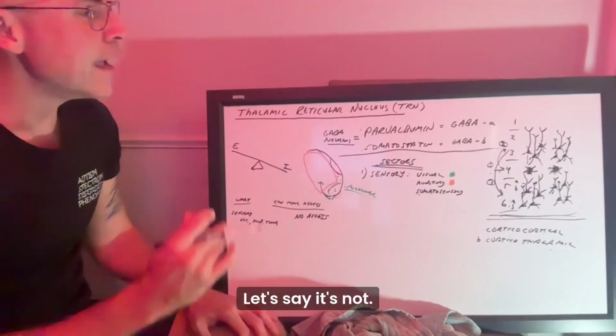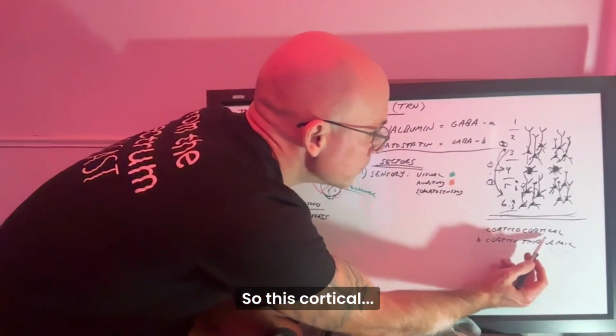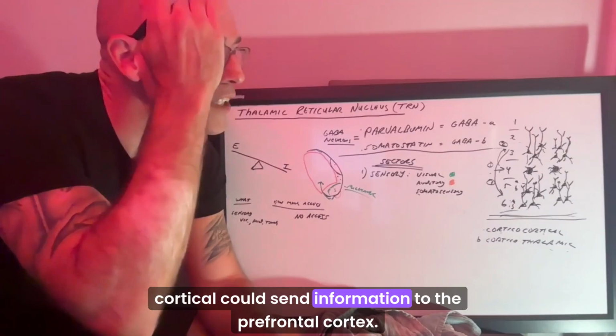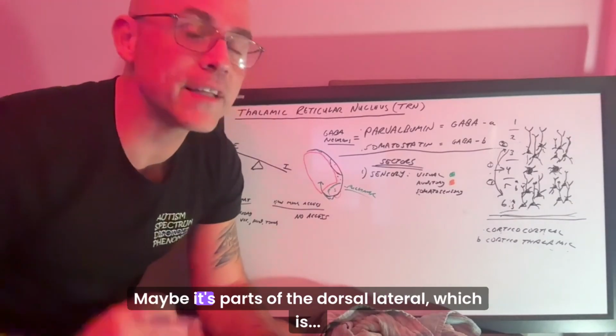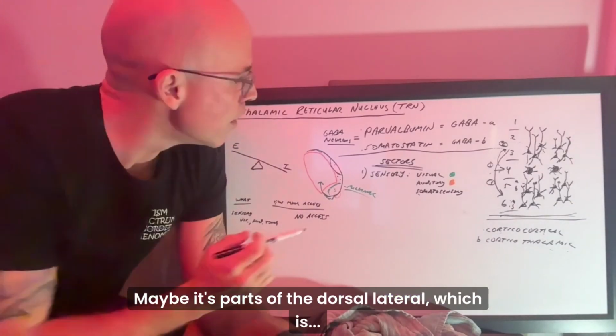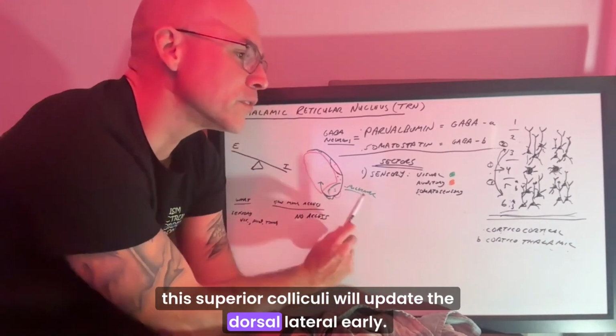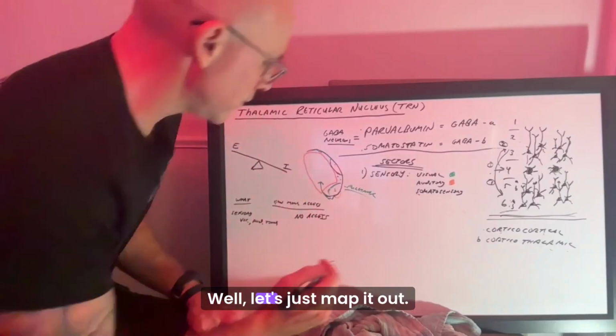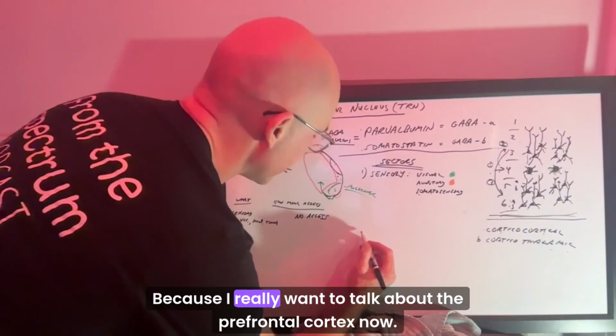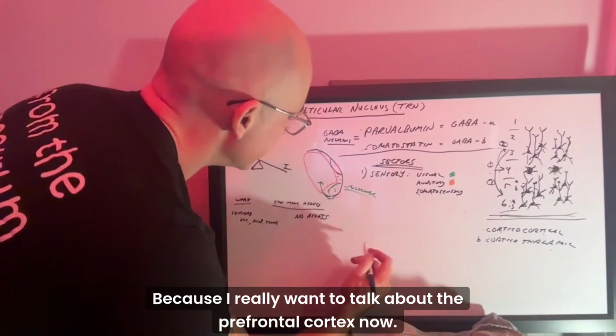Let's say it's not. So this cortical could send information to the prefrontal cortex. Maybe it's parts of the dorsolateral, which is this superior colliculi will update the dorsolateral early. Well, let's just map it out, because I really want to talk about the prefrontal cortex now, for sure.